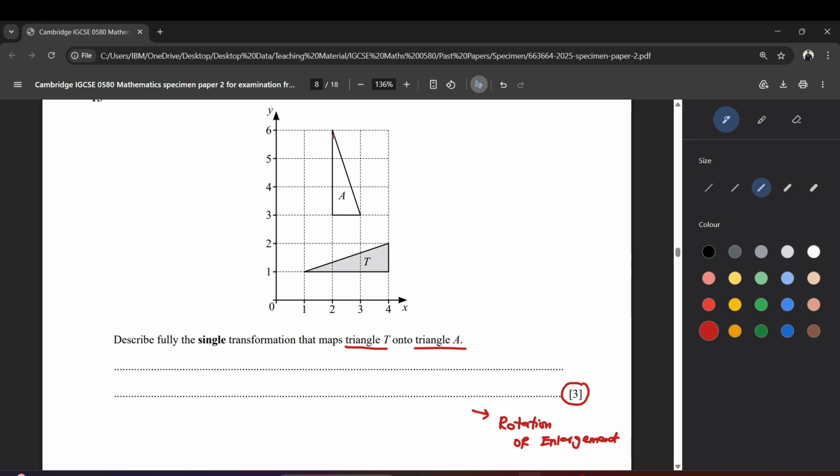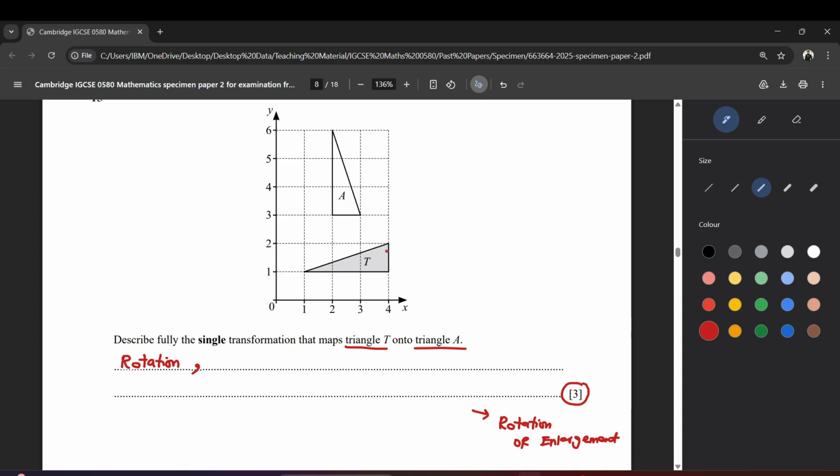Since in enlargement the orientation of the object does not change unless it is a negative scale factor, only in that case can the orientation change. But over here you can see that the size of the image is exactly the same, because we have 3 units over here and we have 3 units over here. We have 1 unit over here and we have 1 unit over here. So that means that this is rotation.